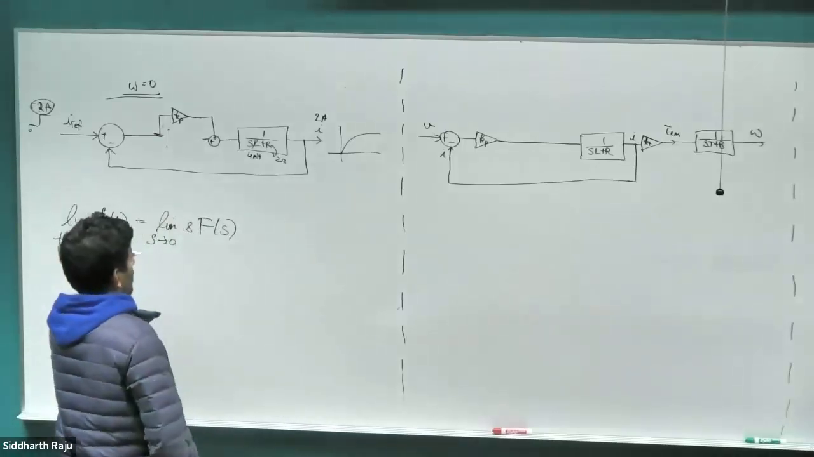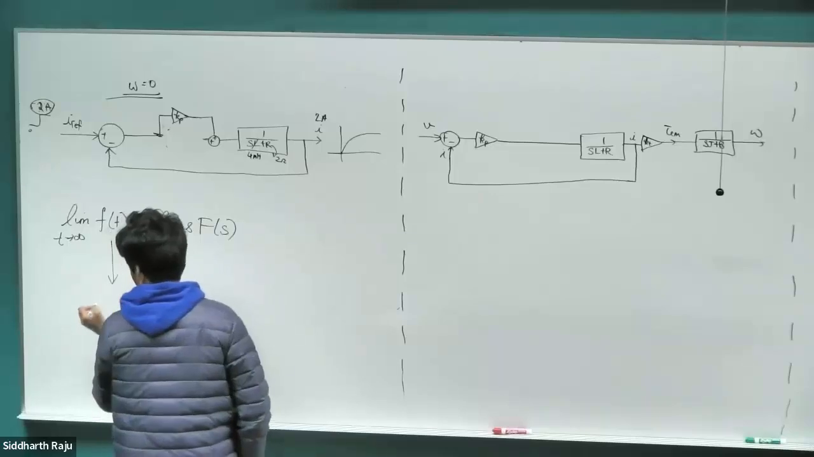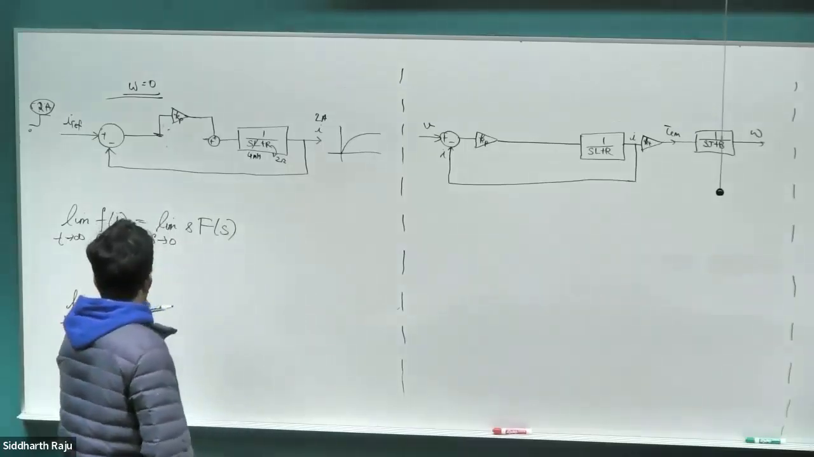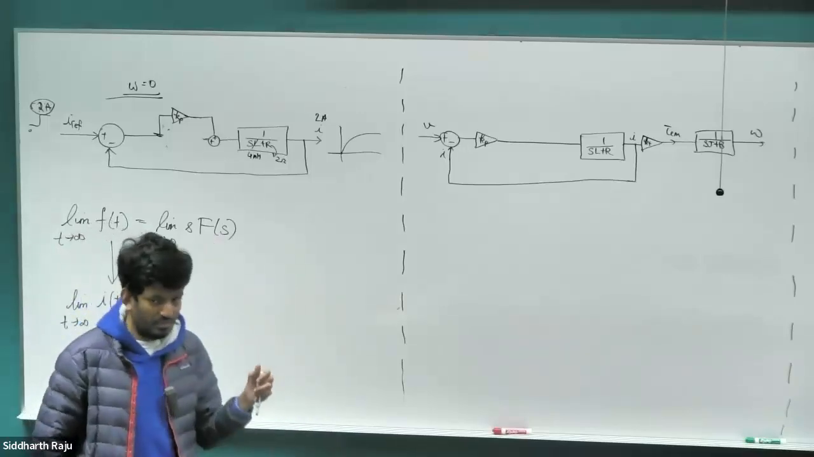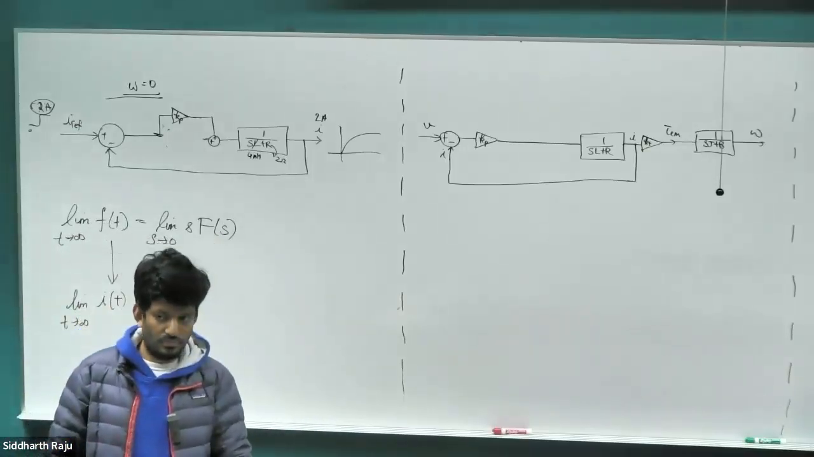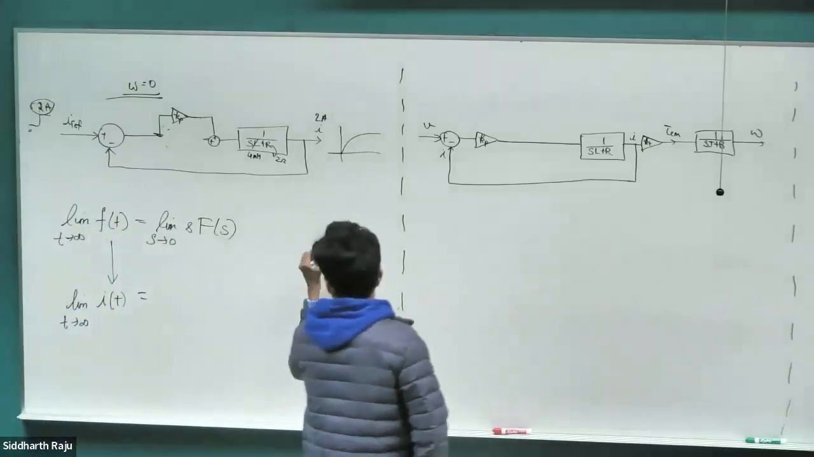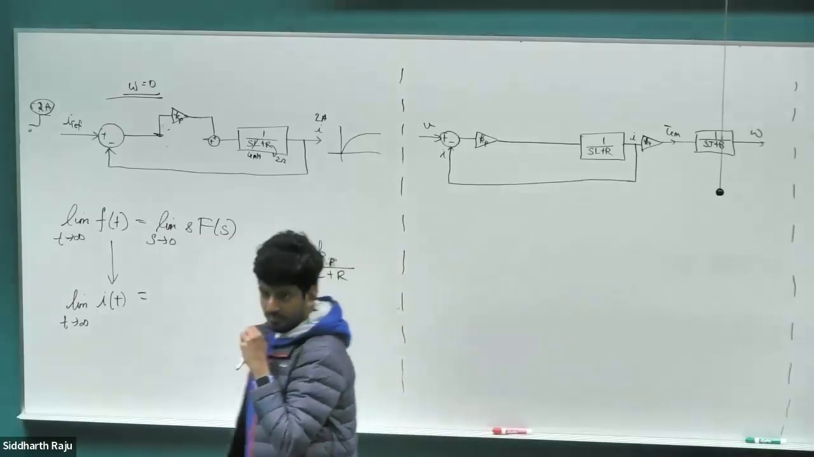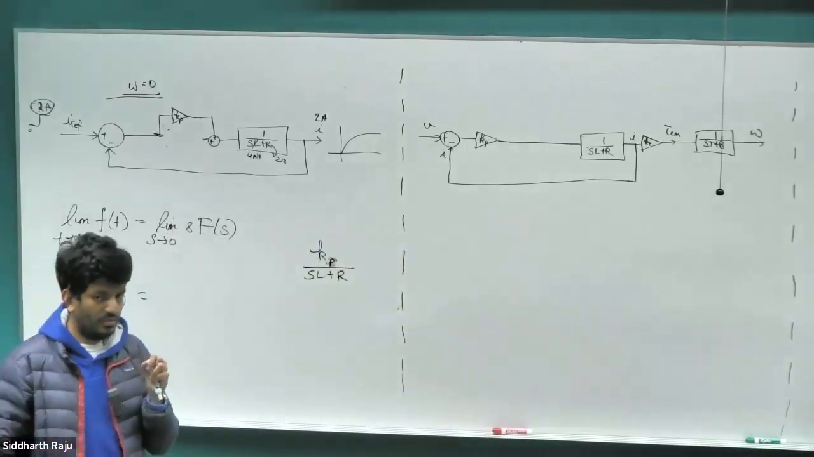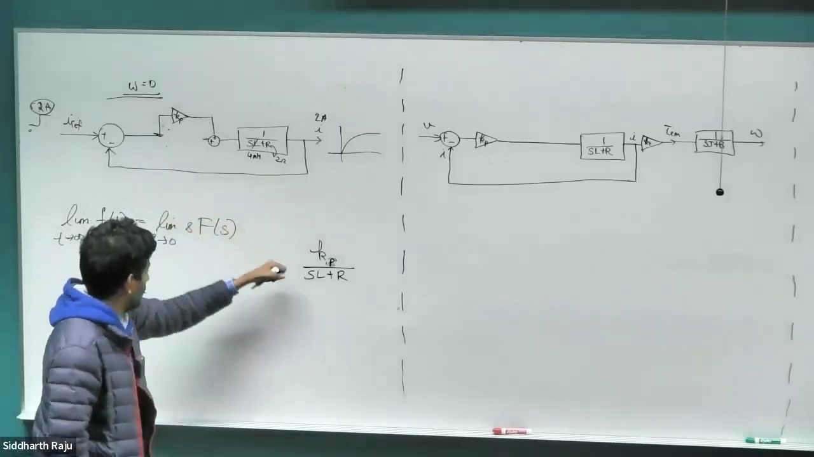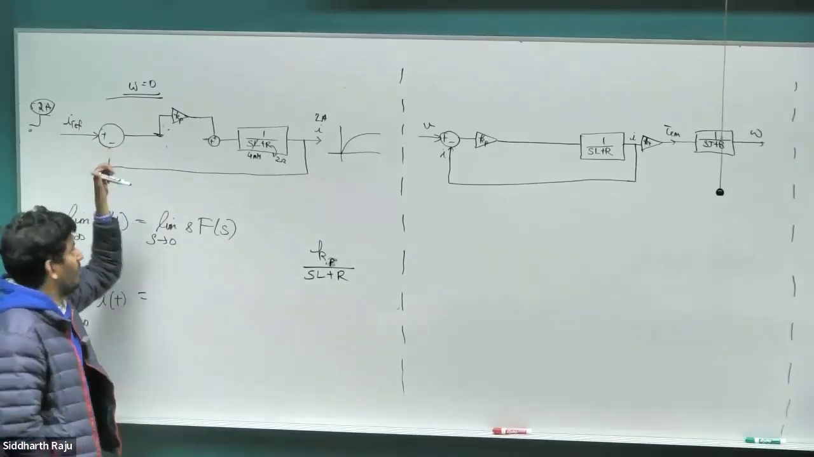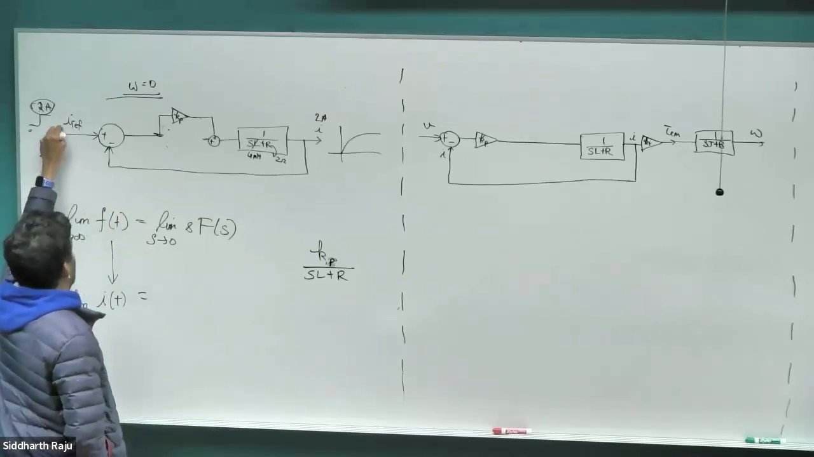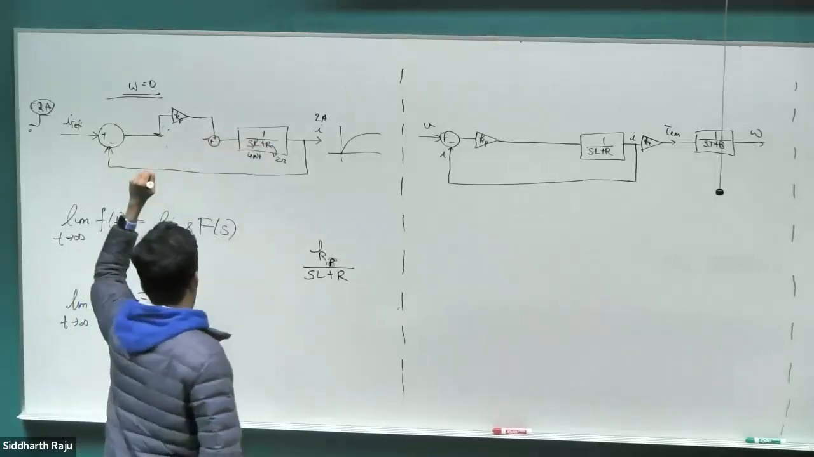In our case, the function f of t is basically I of t. We want to figure out the final value of the current as t tends to infinity. What is my f of s here? Kp over SL plus R. Is that it? You need to close the loop, because the answer you gave would be the answer if this loop wasn't closed. If the loop is not closed, the solution is straightforward: it's whatever this reference times Kp divided by the resistance term. That would be the final steady state value.